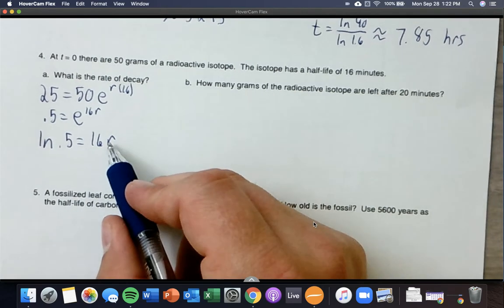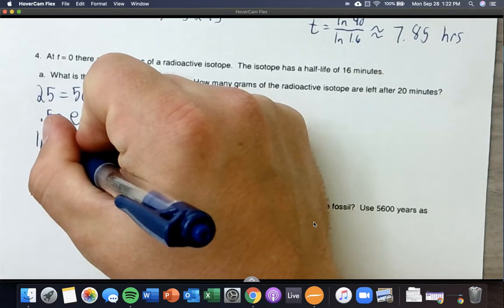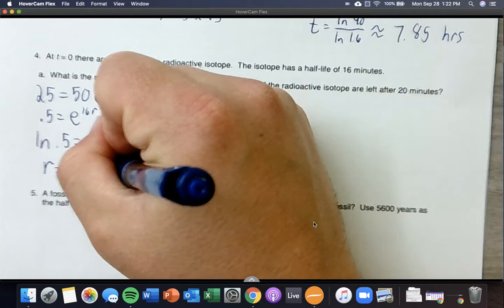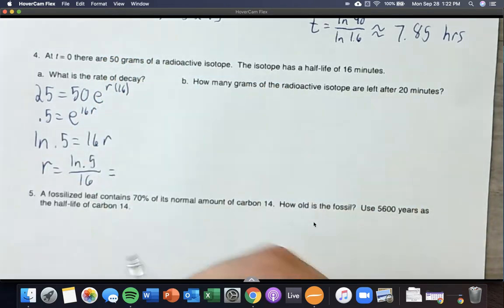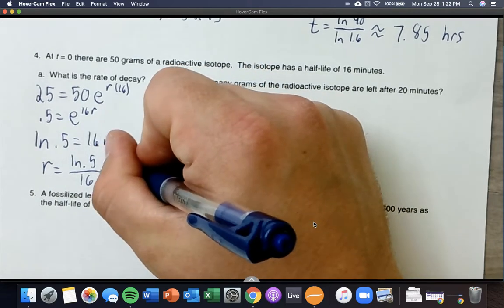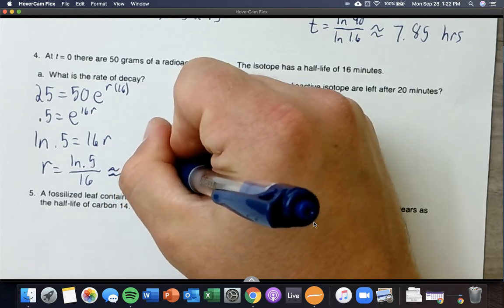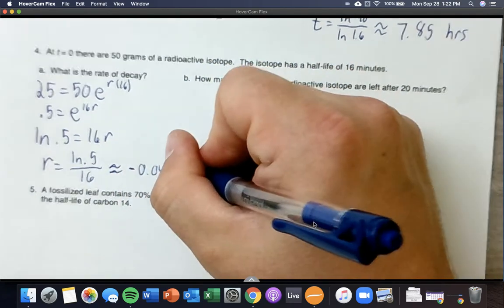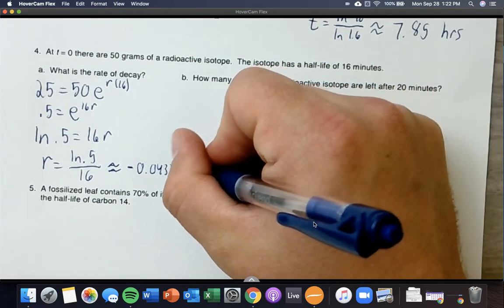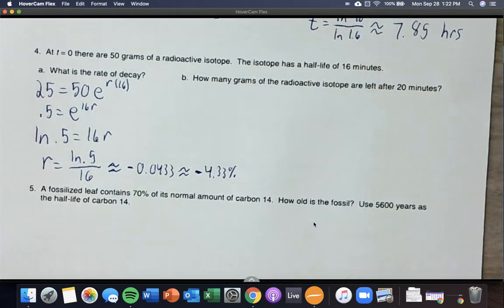Right, we can solve for r, and r ends up being the ln of 0.5 all over 16. Right, and it's going to be roughly negative 0.0433, which if we convert that to a percentage, it's going to be negative 4.33%, right around there.